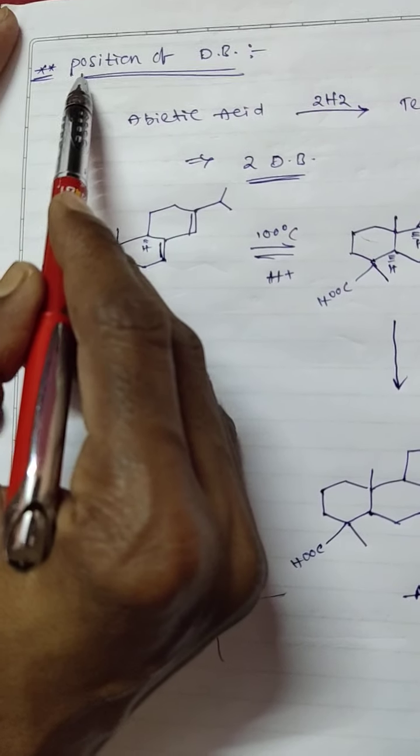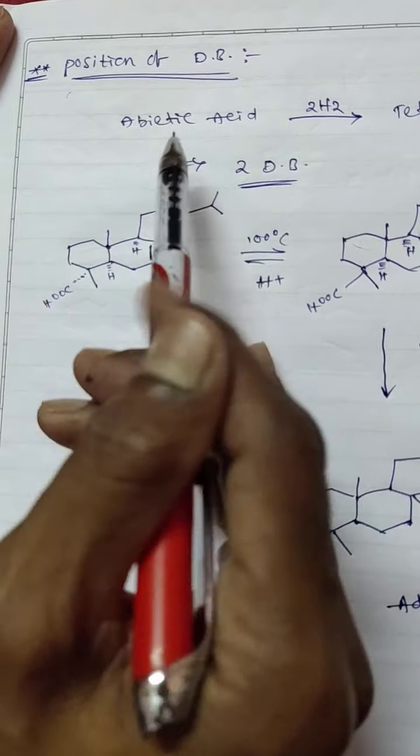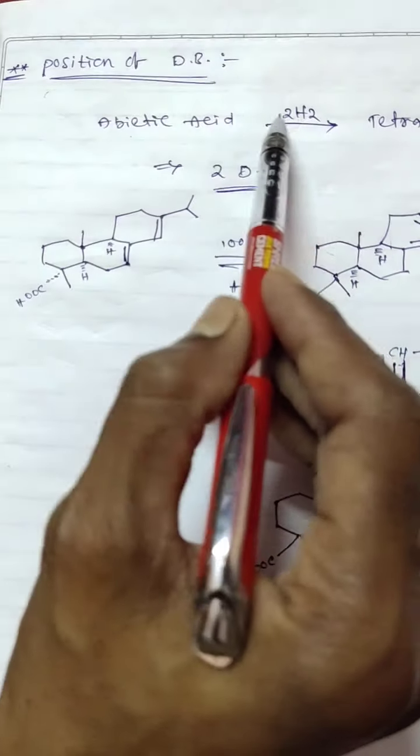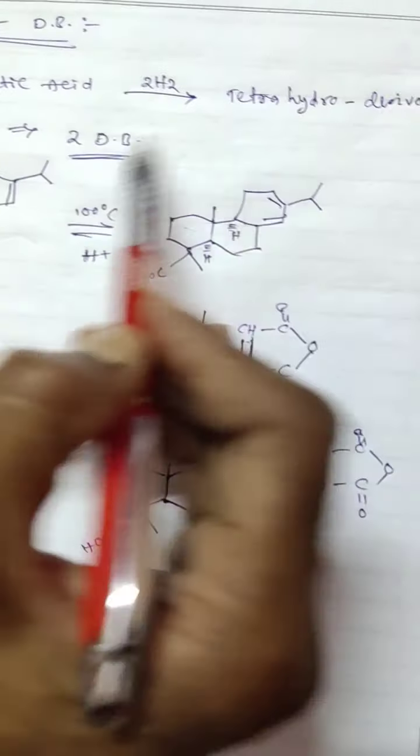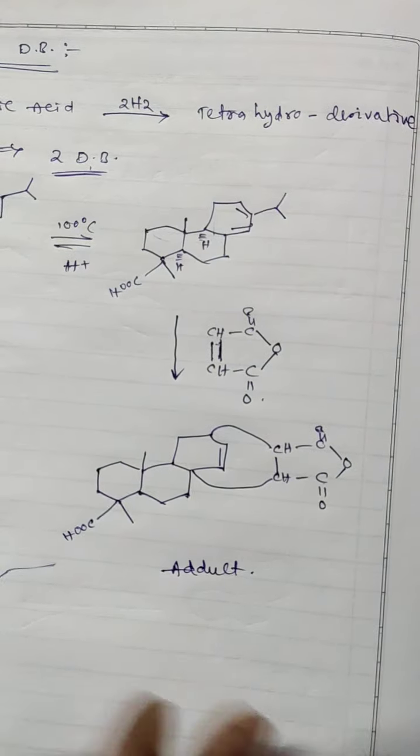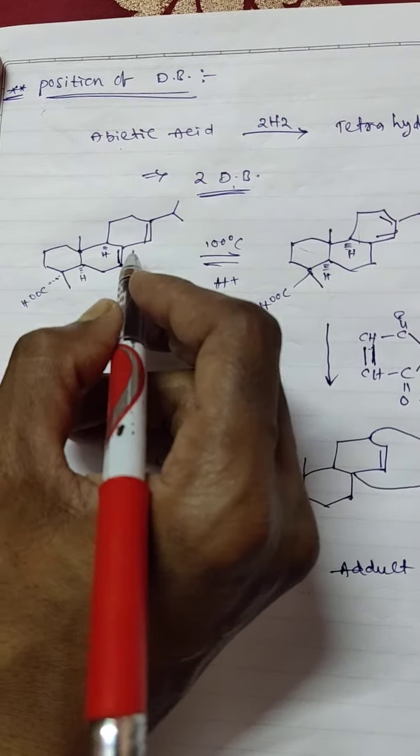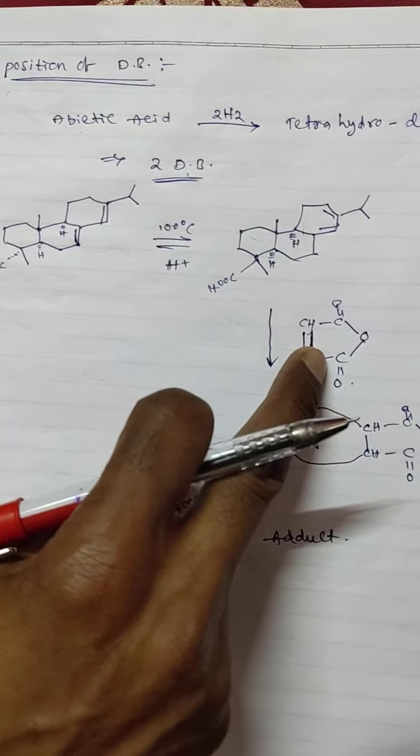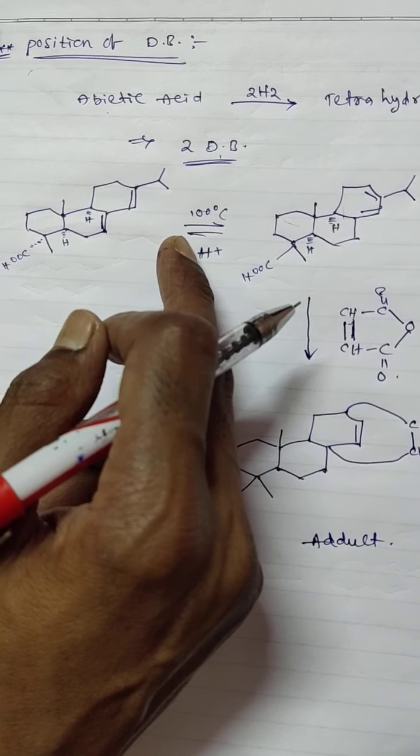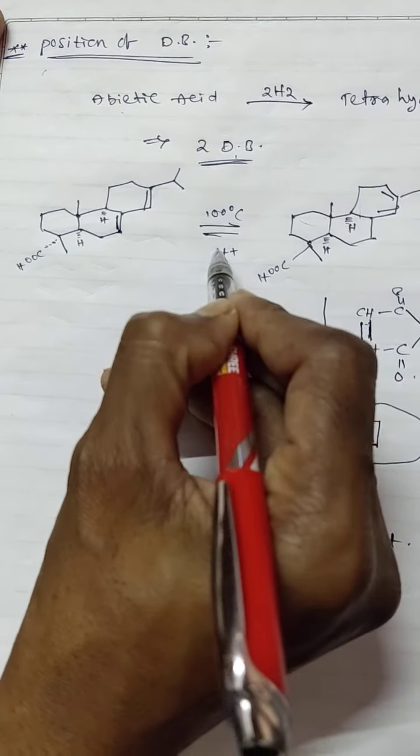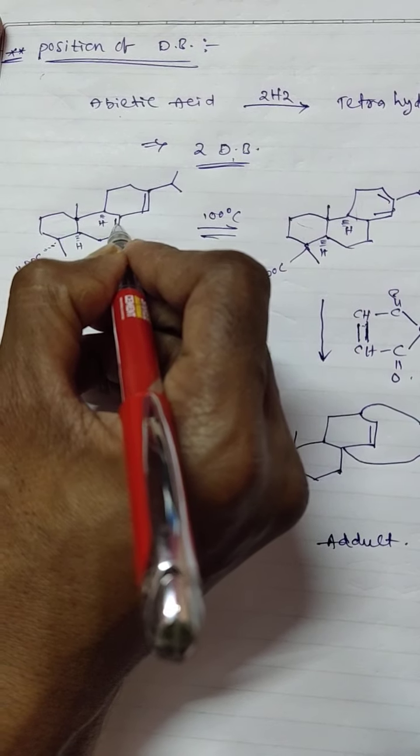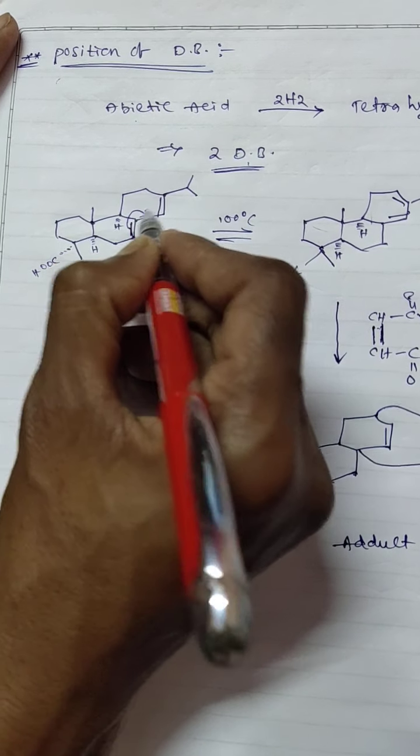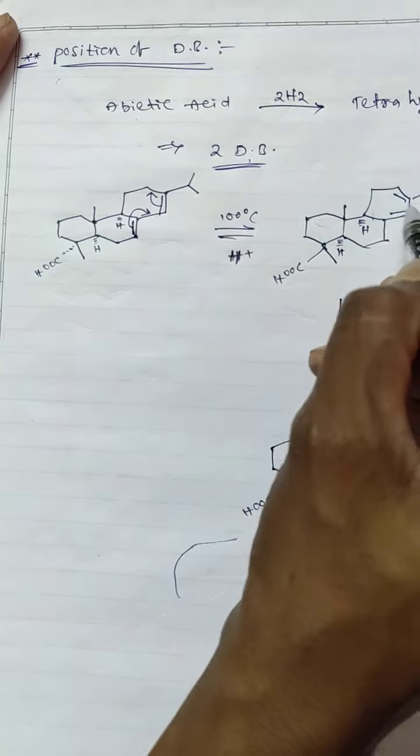Now let's discuss the position of the double bonds. Already we know how many double bonds there are. There are two double bonds present in abietic acid, which on hydrogenation forms a tetrahydro derivative. So where is the position? Whenever abietic acid forms an adduct with maleic anhydride at above 100 degrees centigrade in the presence of H+ ion, conjugation occurs. So the double bonds are shifted, this one to here, and this double bond shifted to here.